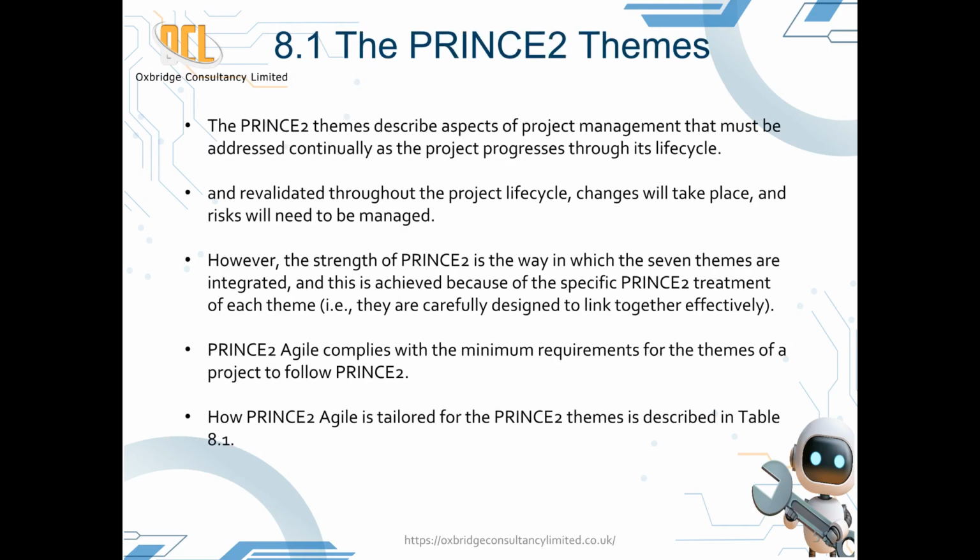The PRINCE2 themes describe aspects of project management that must be addressed continually as the project progresses through its lifecycle. For example, the business justification for the project will need to be updated and revalidated throughout the project lifecycle. Changes will take place, and risks will need to be managed. However, the strength of PRINCE2 is the way in which the 7 themes are integrated, and this is achieved because of the specific PRINCE2 treatment of each theme. That is, they are carefully designed to link together effectively. PRINCE2 Agile complies with the minimum requirements for the themes of a project to follow PRINCE2. Let us now explore how PRINCE2 Agile is tailored for the PRINCE2 themes next.